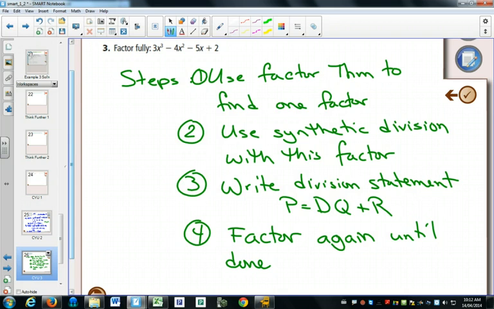Often, at step 4, you're going to have an x squared, and then factoring again just means factor like you used to factor with x squared. This one, starting with an x cubed, will leave us with just an x squared.